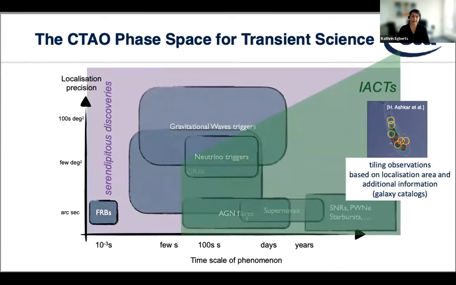If you want to look at it this way, this is the phase space that we can probe with imaging atmospheric Cherenkov telescopes. We can either detect something by chance, this is the purple area, or if we really want to follow up on something, we need either rather accurate information on short time scales, or we have to do some tiling, for example, if we have very large gravitational wave localization uncertainties. We can also do some fancy things like including additional information from galaxy catalogs and doing some correlation with this, so that we can find optimal pointing positions and then cover this localization region over time. But this of course takes some time until we have observed it. So this increase here is explained.